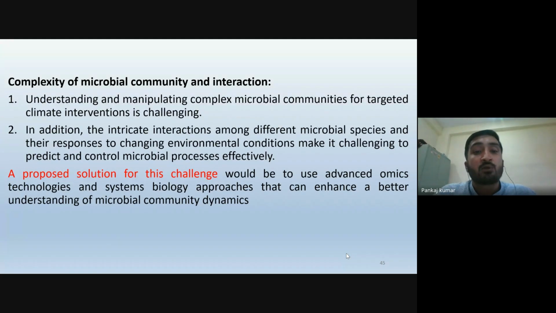Next, the complexity of microbial communities and interactions. Understanding and manipulating complex microbial communities for targeted climate intervention is challenging. In addition, the intricate interaction among different microbial species and their response to changing environmental conditions make it challenging to predict and control microbial processes effectively. So the complexity must be learned at a proper level so that we can easily manipulate it according to our need, according to our targeted climate interventions. The proposed solution for this challenge would be the use of advanced omic technology and systems biology approaches that can enhance a better understanding of microbial community dynamics.